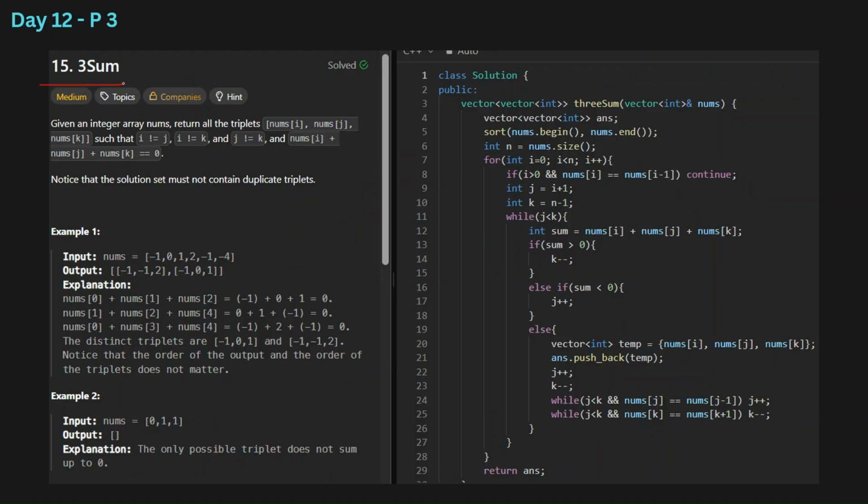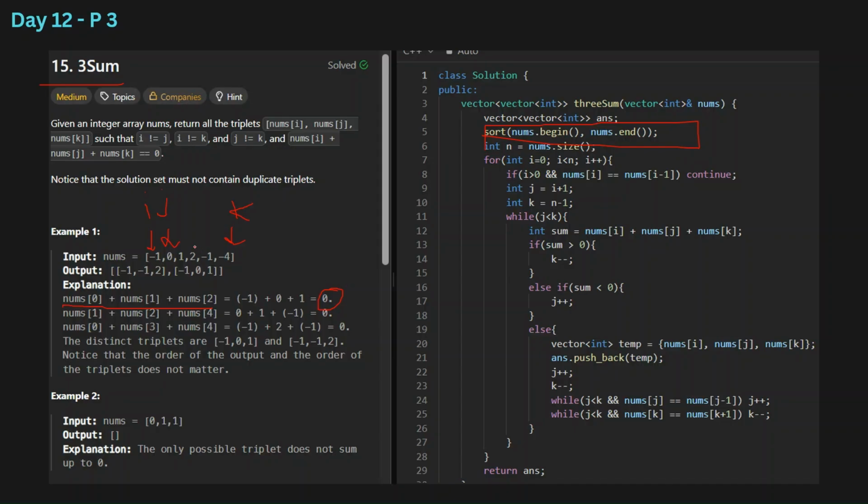Then the last question that I solved was 3sum, which was a medium level question. So to solve this question, we have to find 3 elements such that the sum would be equal to 0. To solve this, first of all we sort the whole array, and then we initialize 3 pointers, i, k, and j, where j would be just next to i.